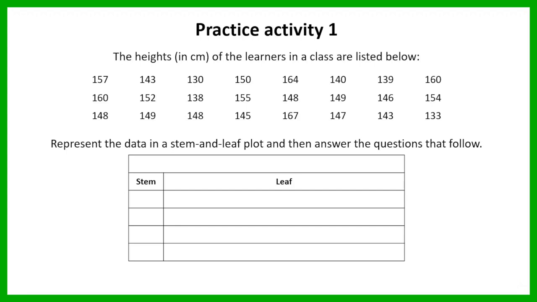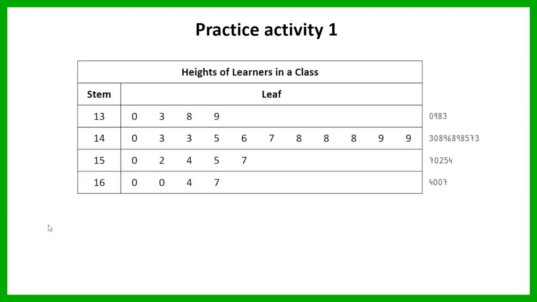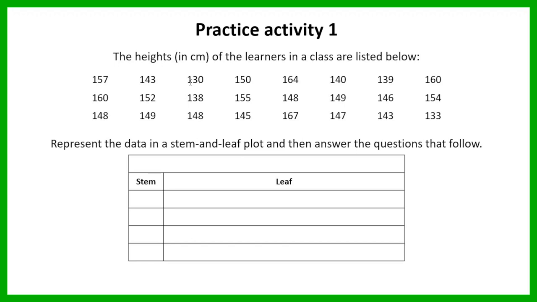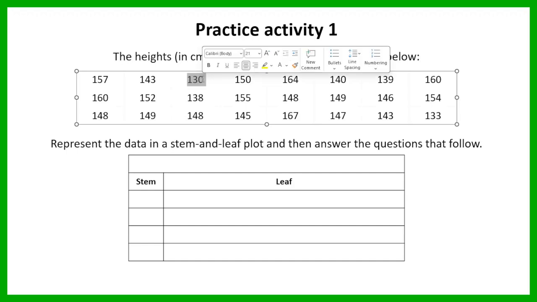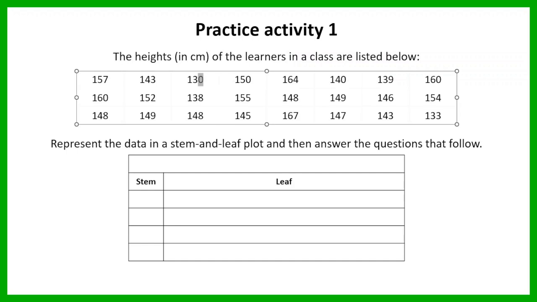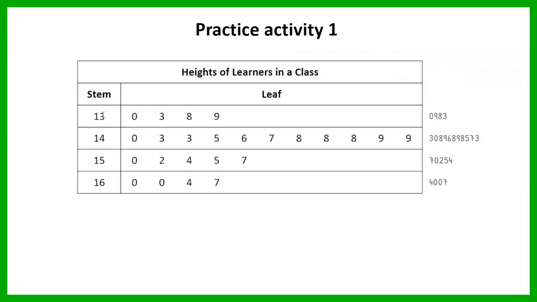Okay, so let's go through what that should look like. So over here, this is what your stem and leaf plot should look like. You should have had your rough version over here, and then you should have found that your stem would hold 13, 14, 15, and 16, because the lowest value out of all that data was 130, which has 13 tens. If you look at the digits not including that very last digit, you get a 13. So that is going to give you the first value in your stem. And then you go from there, 13, 14, 15, 16.